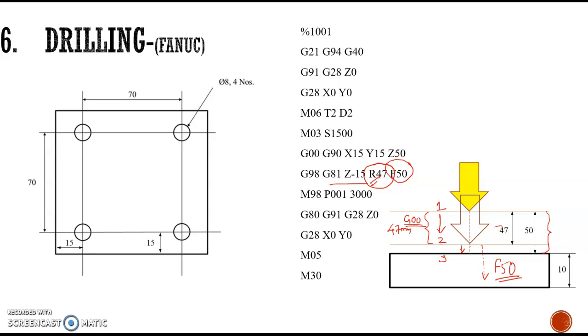After performing the drilling operation up to a depth of 15 mm from the surface of the workpiece, that is, this is representing minus 15, we will get a through hole. After reaching the minus 15 point, the tool will go back to the initial position. This is the initial position, and here Z is 50. For returning to the initial position, we are using this G98.